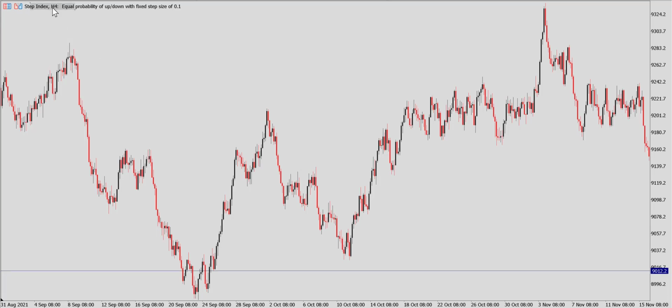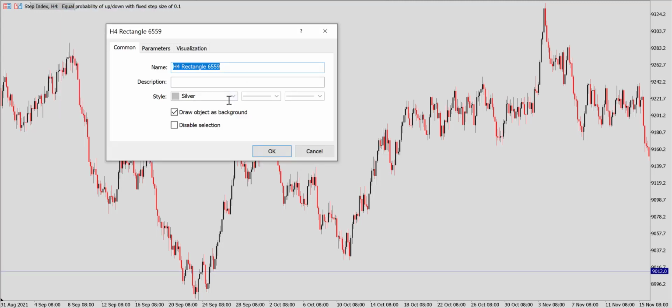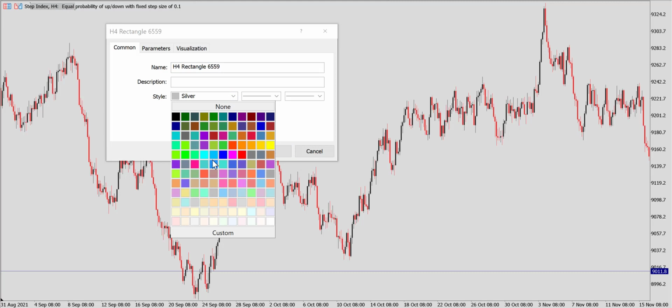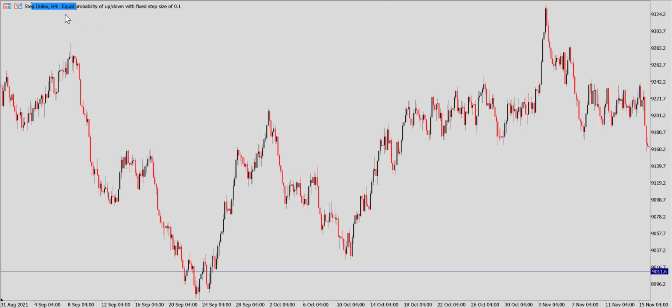That's the H4 time frame that I'm using there. I'm just indicating so that you see that we are using the H4 time frame. This is the higher time frame that we're using. Okay, so it's Step Index and we're using the H4 time frame right now. That's what we are looking at.